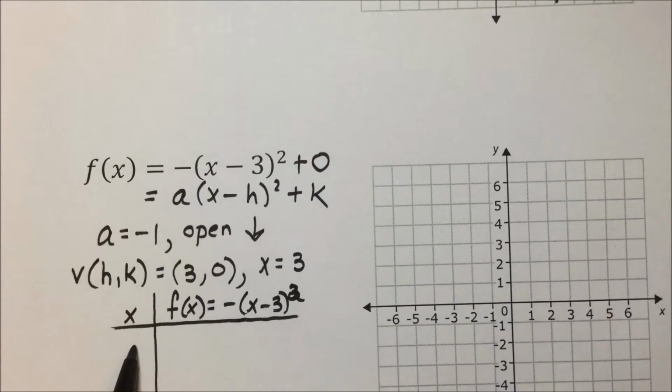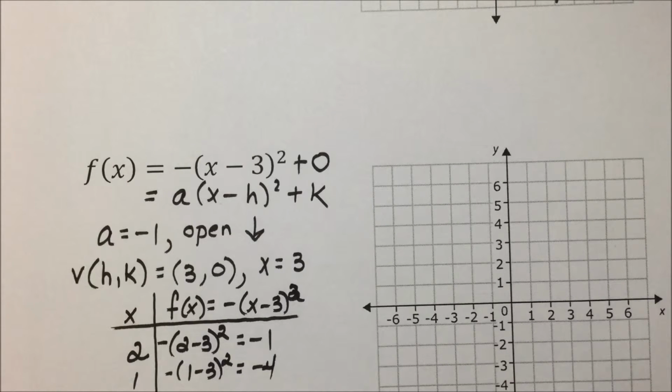So if we let x equal 2, we would have 2 minus 3 quantity squared is 1, 1 squared is 1, but we have to multiply it by negative 1, which gives us negative 1. Putting in a 1, we have 1 minus 3 is negative 2, squared is 4, but the formula says multiply it by negative 1, so we end up with a negative 4.